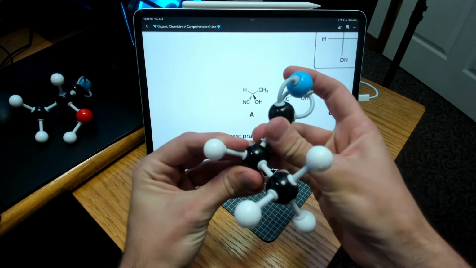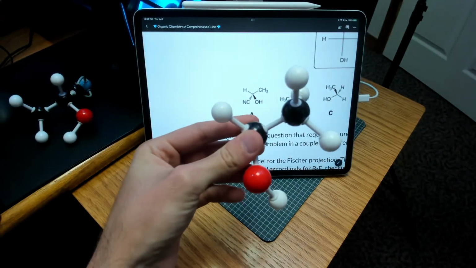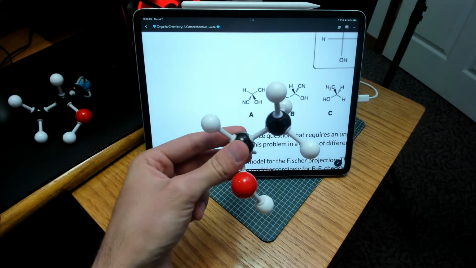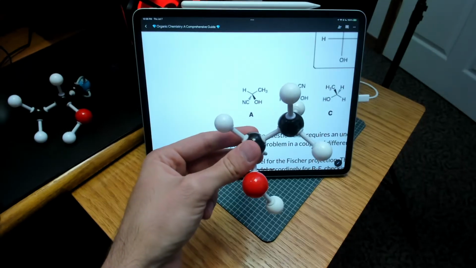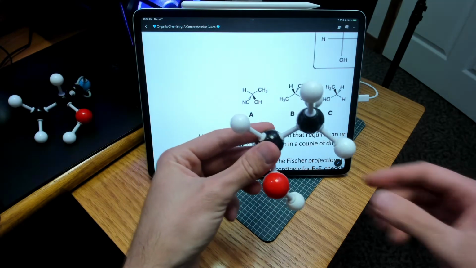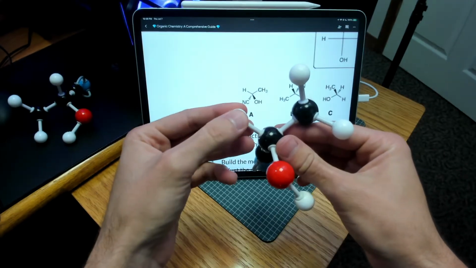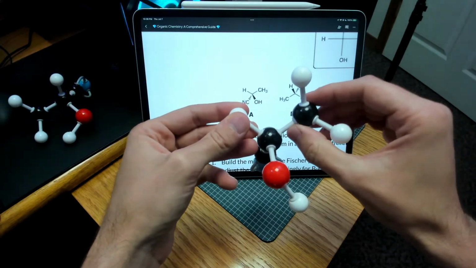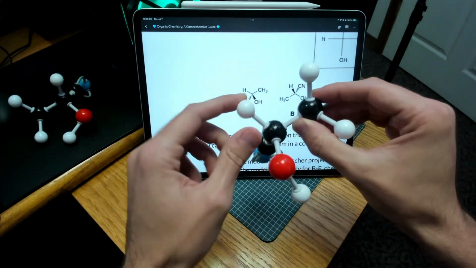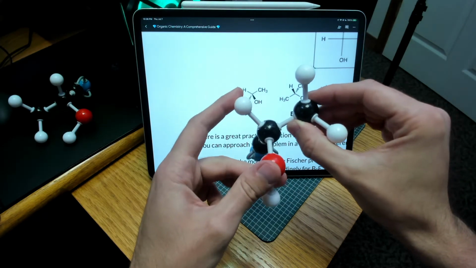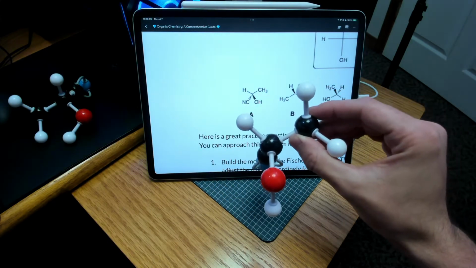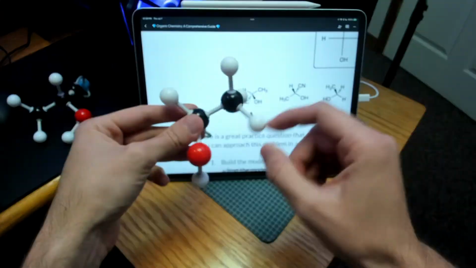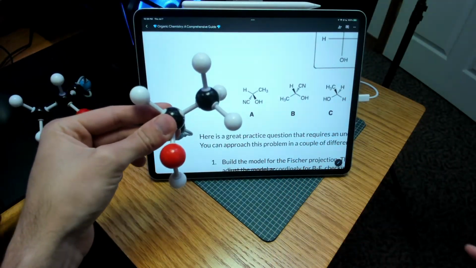Now this doesn't look exactly like the perspective drawing. I actually think Fischer projections are much more powerful in terms of visualizing a molecule. But look at what we've made here. We have our hydrogen going off towards the left. We have our methyl group going off towards the right, and they are in line. Our hydroxyl group is coming towards us, as shown in the perspective drawing with a solid wedge, and the cyanide is going away from us. So this and this are the exact same compound.